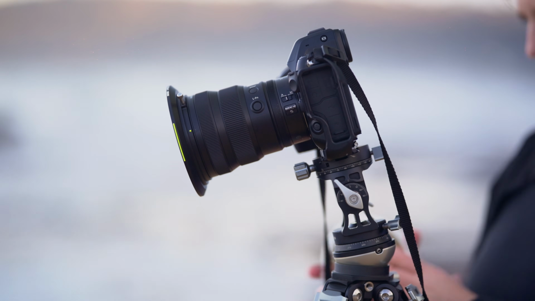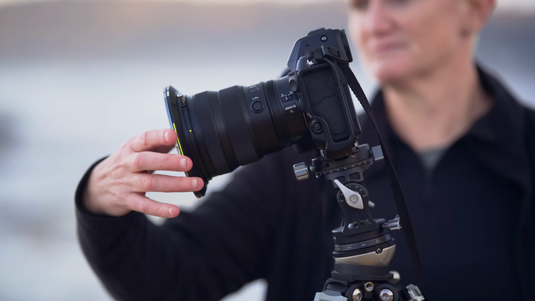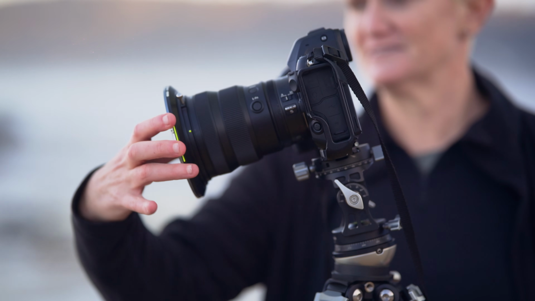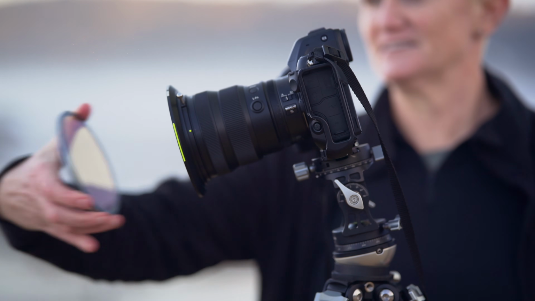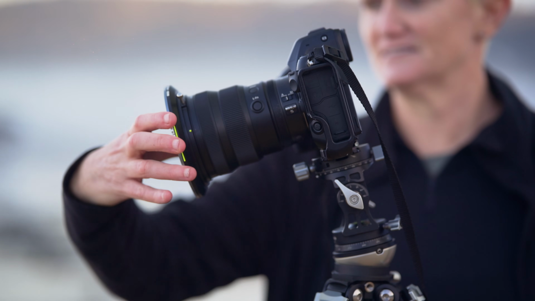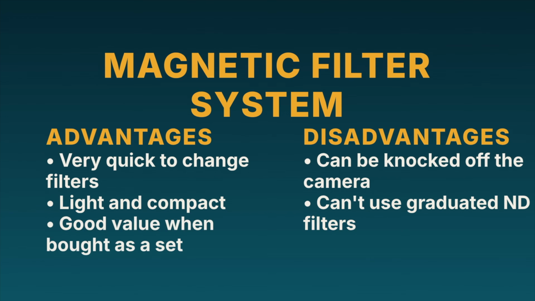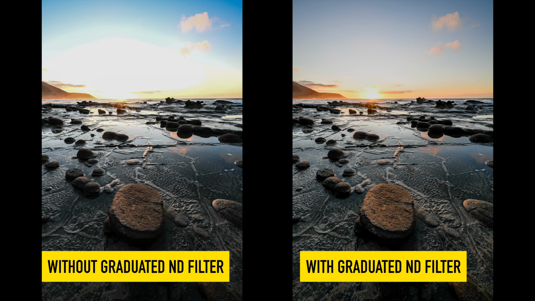The magnetic system. Magnetic filters are the fastest system on the market. A base ring threads onto your lens once, and then every filter just snaps on and off magnetically. They're light, compact, and a full starter set costs less than a single square filter holder. The trade-off, most magnetic filters can't use graduated NDs. So if you're shooting dramatic skies over dark land or dark seas, you'll miss that control.